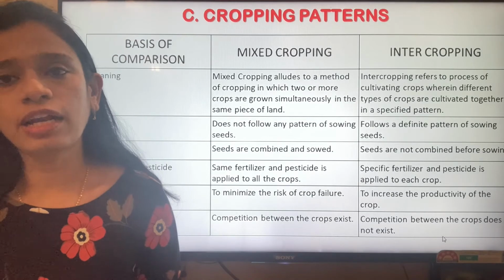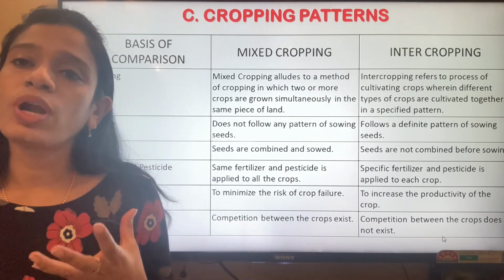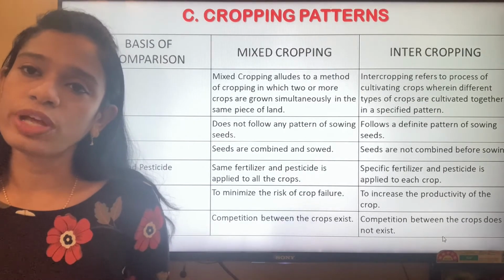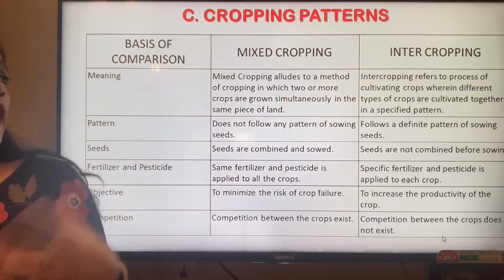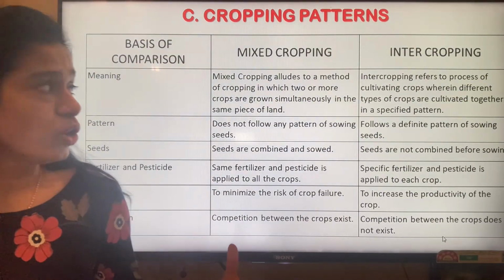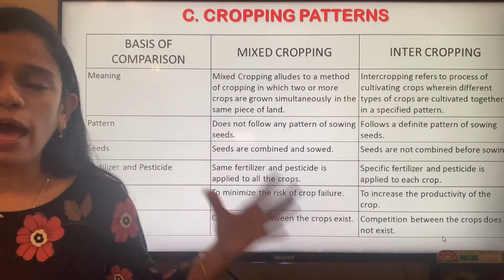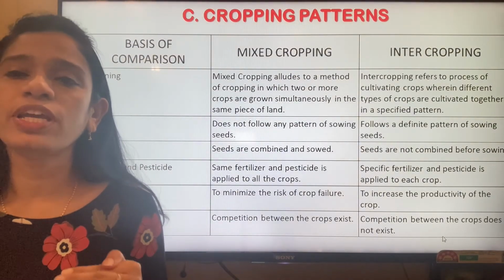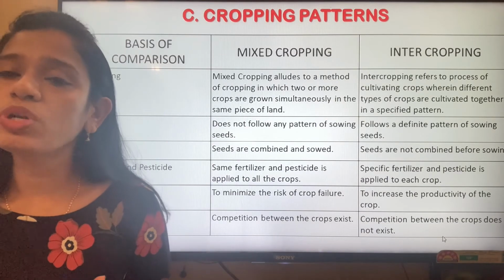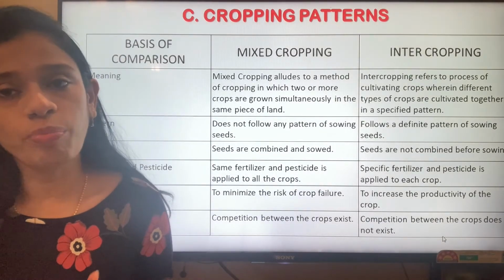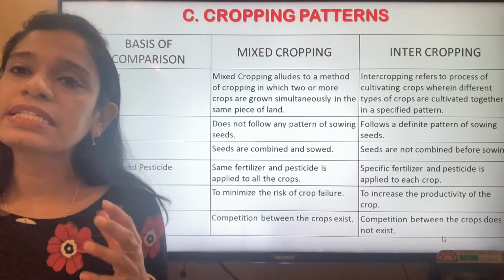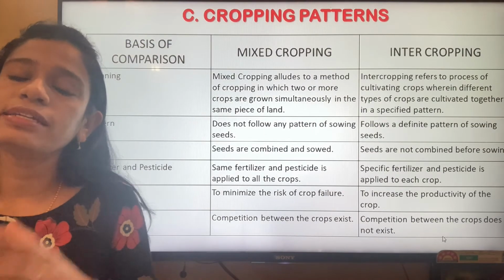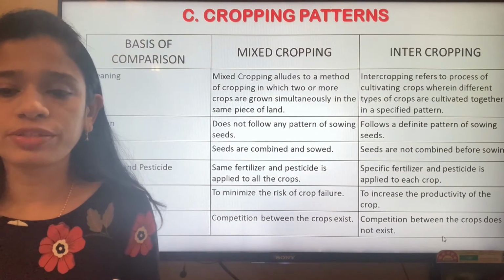So how is this done? What is done in order to maintain the fertility and also to grow the crop? The two types of cropping patterns that are followed are mixed cropping and intercropping. When we hear the names, we think that they are very similar types of cropping patterns, but no, they are a bit different. When we study both of them, we will understand that they are a little different from each other.